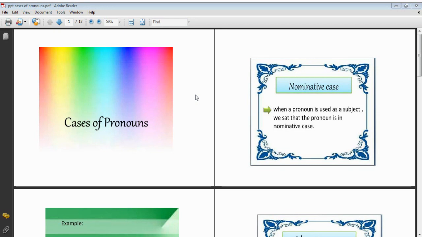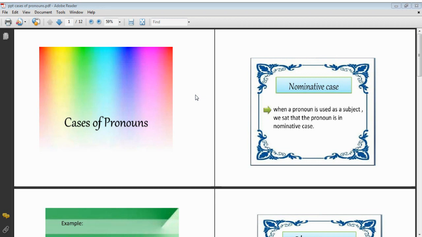Today the topic I have selected for you is the cases of pronouns. It is again related to the pronouns and all the kinds of pronouns we have already done. Those who have gone through all those kinds of pronouns will find it easy to understand today's lecture. Today I have selected a very important topic, which most students simply ignore or forego because they don't understand it very well.